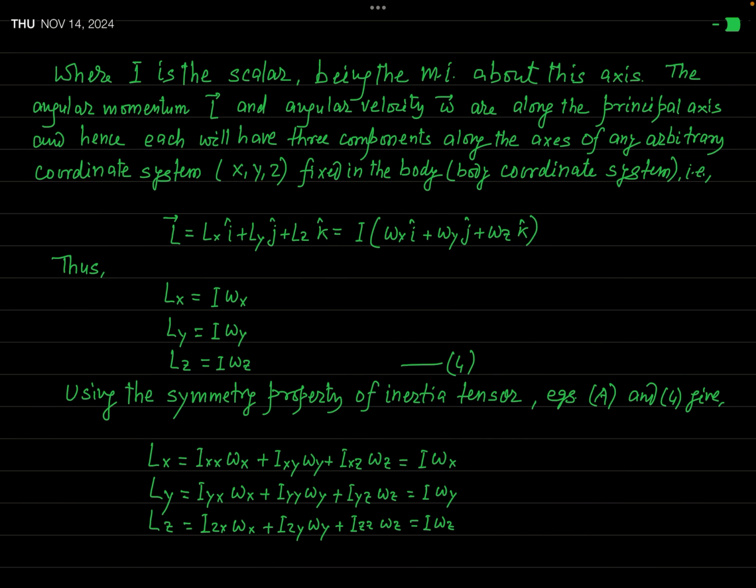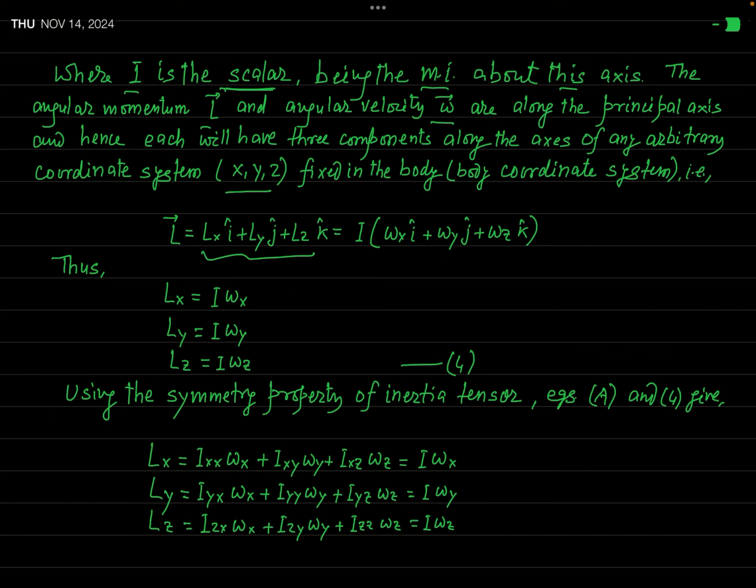Definitely you have understood. So I have mentioned it here, you can see where I is the scalar, not a tensor of rank 2, it is a tensor of rank 0, being the moment of inertia about this axis, okay? The angular momentum vector L and the angular velocity vector omega are along the principal axis, and hence each will have 3 components along the axes of any arbitrary coordinate system, let us say x, y, z, fixed in the body, which is actually called the body coordinate system. So in the body coordinate system, if Lx, Ly and Lz are the x, y and z components of the angular momentum vector L, then L is expressed like this. This is Lx i plus Ly j plus Lz k.